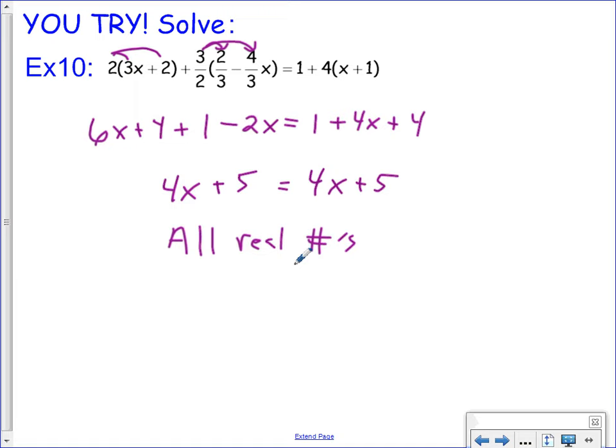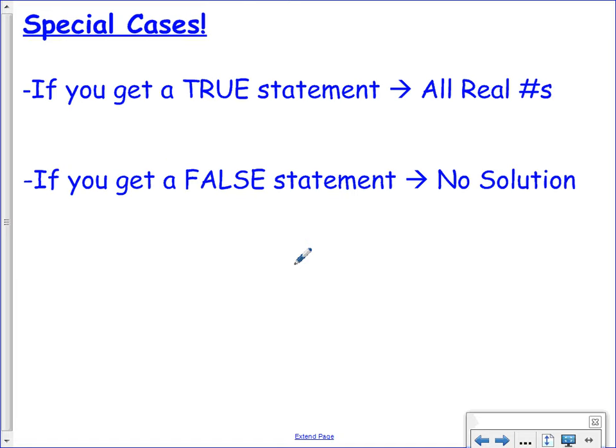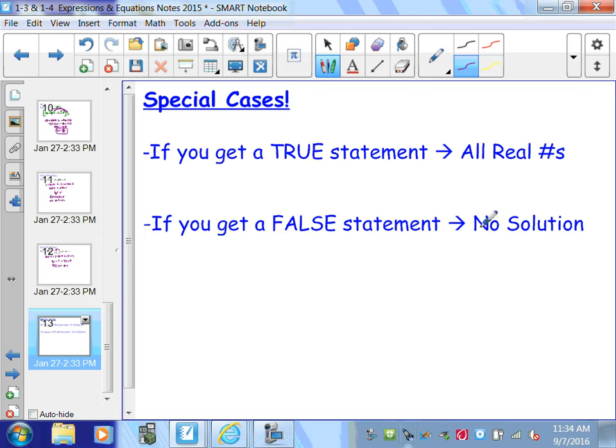So, the lesson of the day. If you get a true statement where both sides are equal, then it's all real numbers. If you get a false statement, it's no solution. And they all lived happily ever after. The end. Is it good?